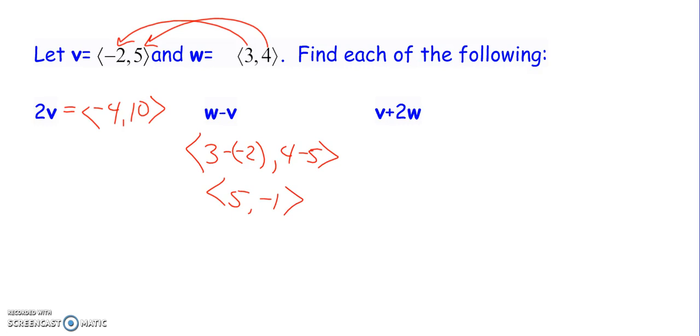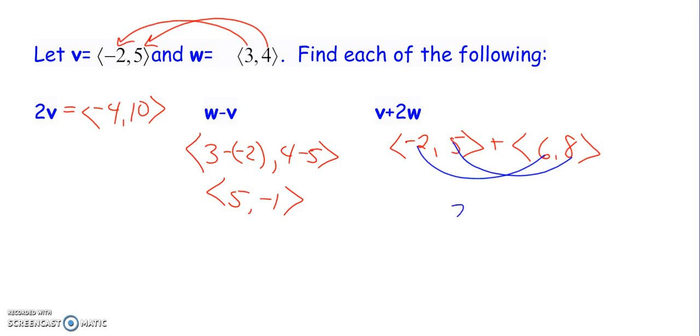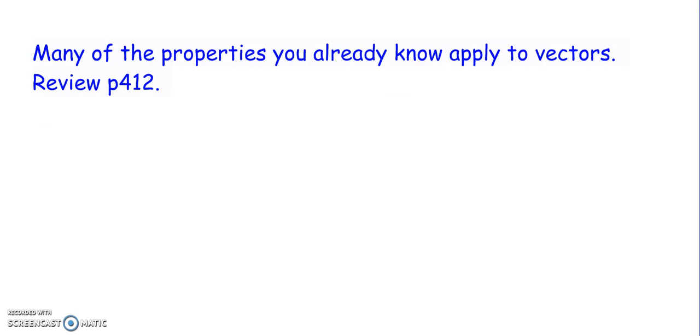And if I wanted to do v plus 2w, well, we can do ⟨-2, 5⟩ plus, if I think 2w, I can probably do that part in my head, that's ⟨6, 8⟩. And last but not least, I add them together. So I'm adding my x's, adding my y's, and I get ⟨4, 13⟩. And again, in component form. So make sure you're making note to use the correct brackets for component form. That's a little different. We don't want to see the parentheses unless it's not in component form.